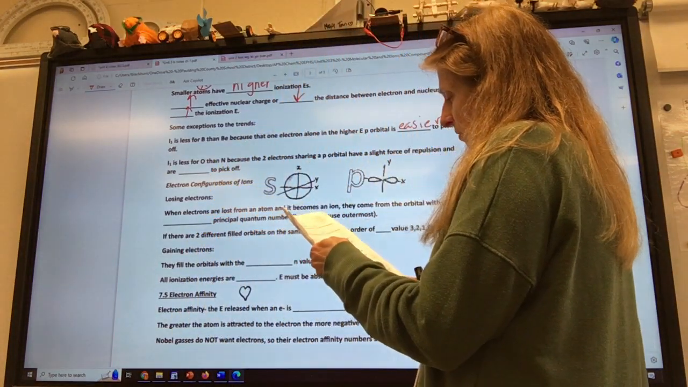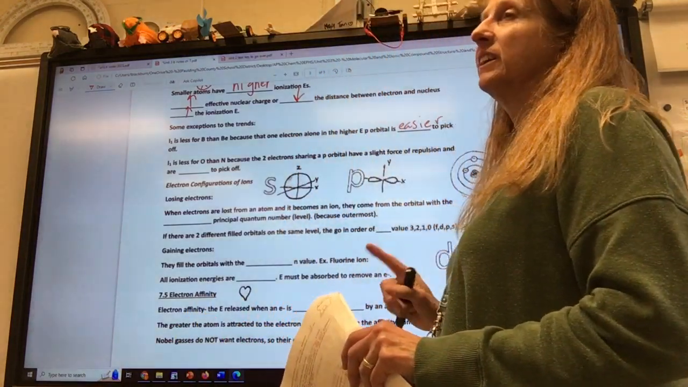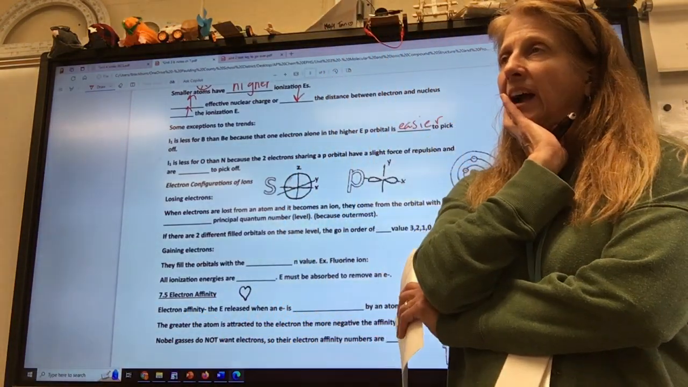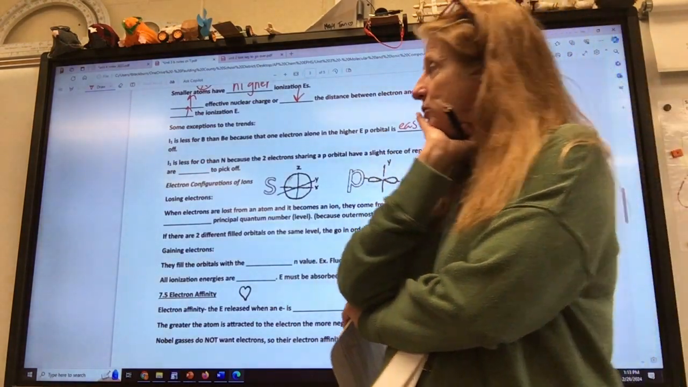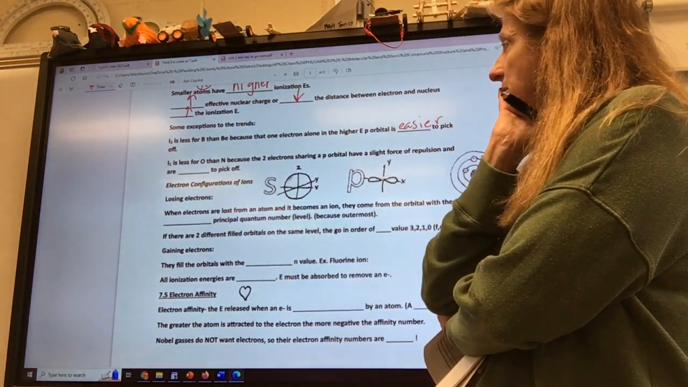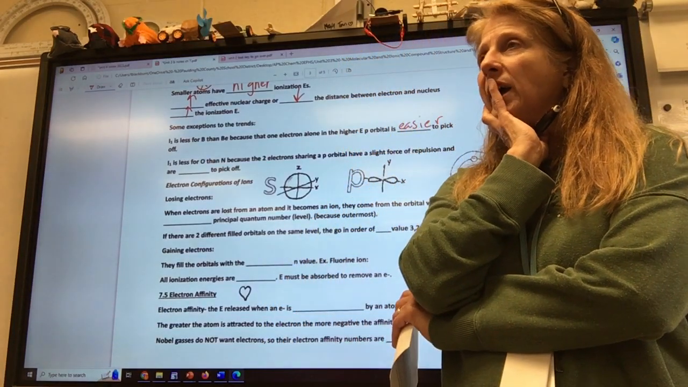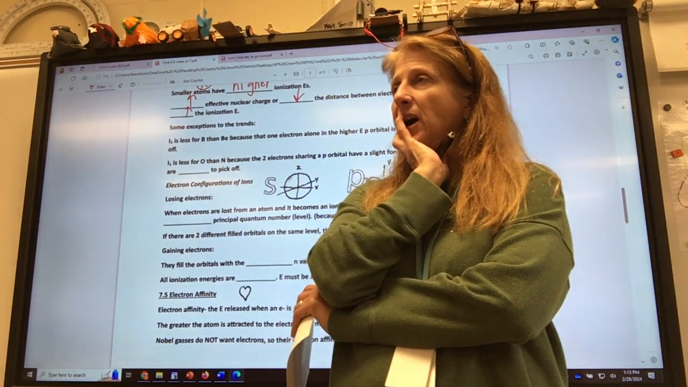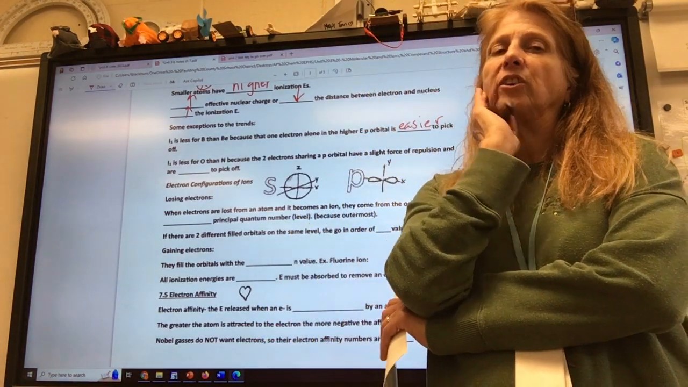Okay, also, the ionization energy is less for oxygen than nitrogen. Okay, so everybody look at that. Oxygen instead of nitrogen. Think about that. Okay, why is it easier to take oxygen's electron than nitrogen's? What is the electron configuration for nitrogen?